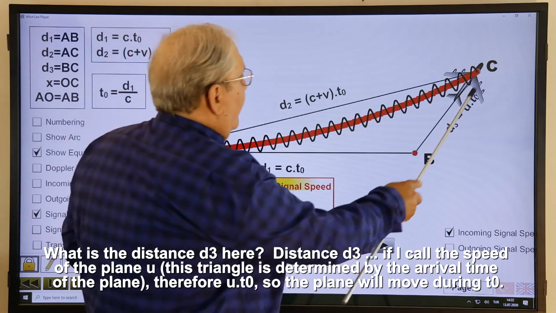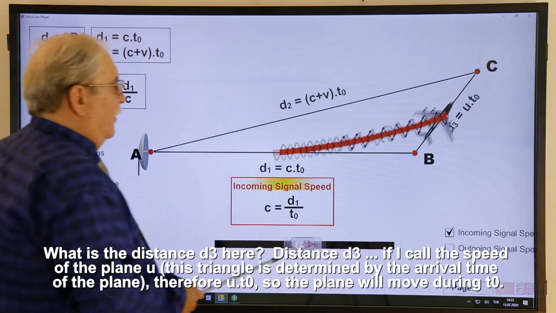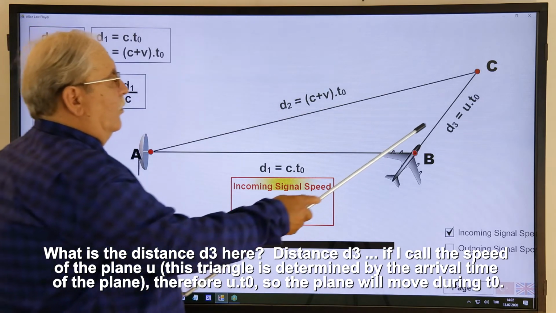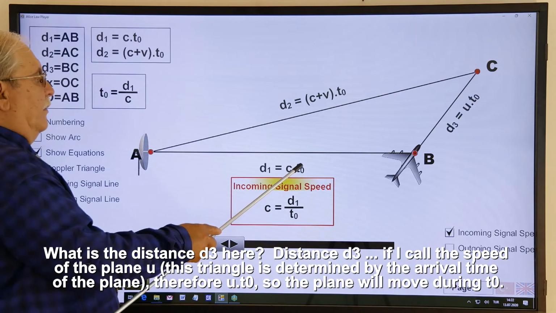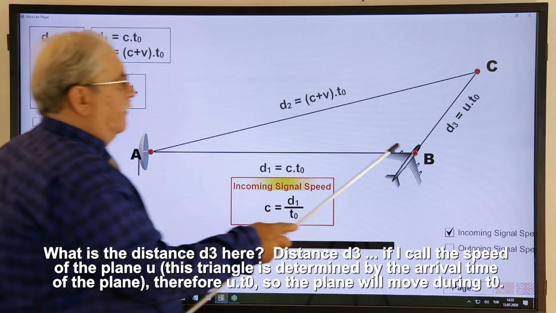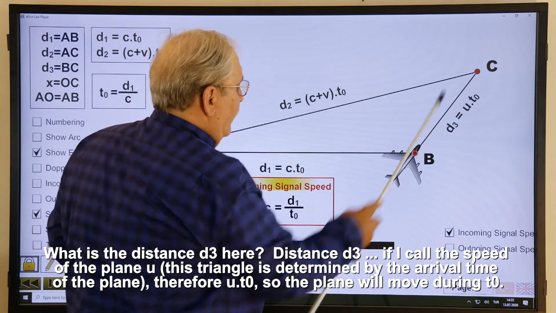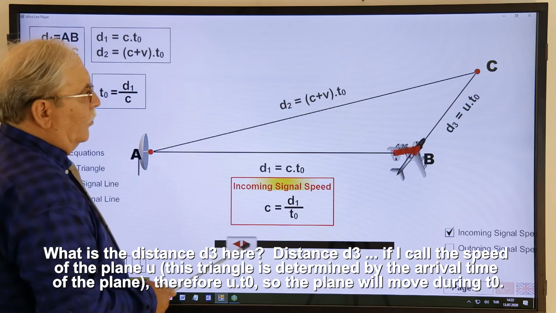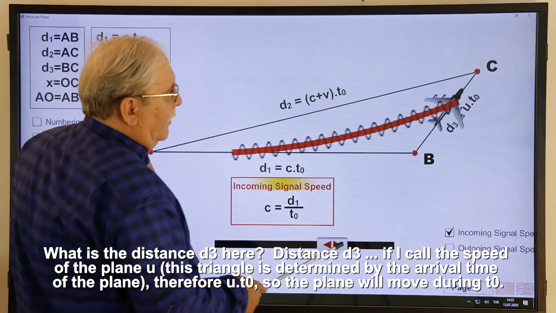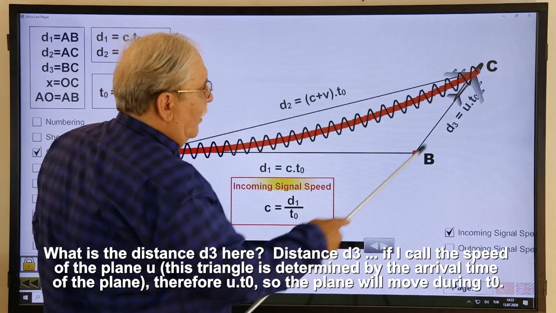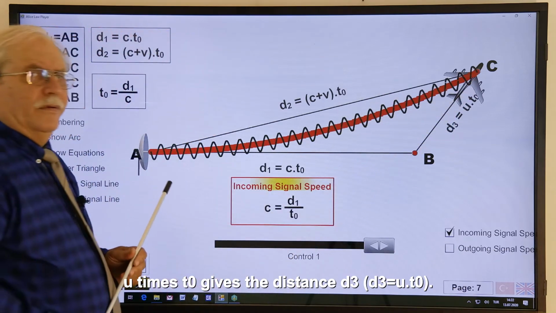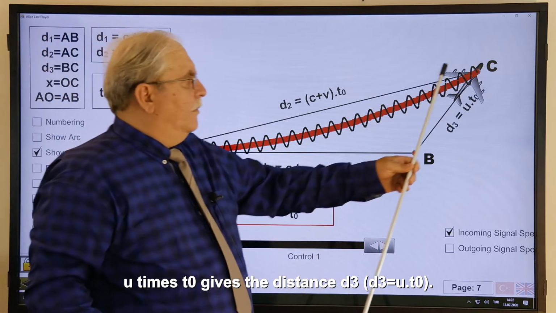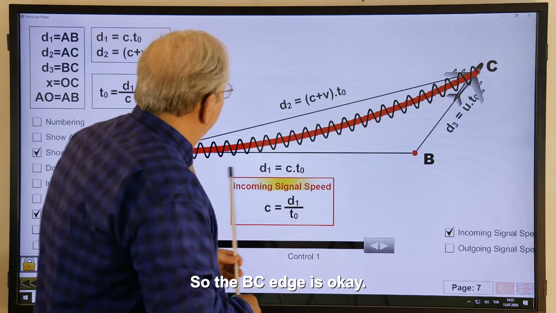What is the distance d3 here? Distance d3. If I call the speed of the plane u, this triangle is determined by the arrival time of the plane, therefore u multiplied by t0, so the plane will move during t0. u times t0 gives the distance d3, d3 equals ut0. So the BC edge is okay.